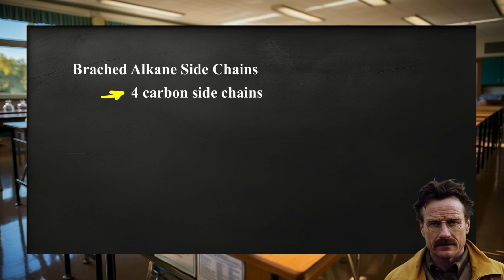Now let's finish by looking at the possible arrangements for 4-carbon side chains. There are 4 possible arrangements for 4-carbon chains. The straight unbranched version is called n-butyl. Again, we usually just leave off the n and call it butyl. A 4-carbon chain can also be arranged like this.